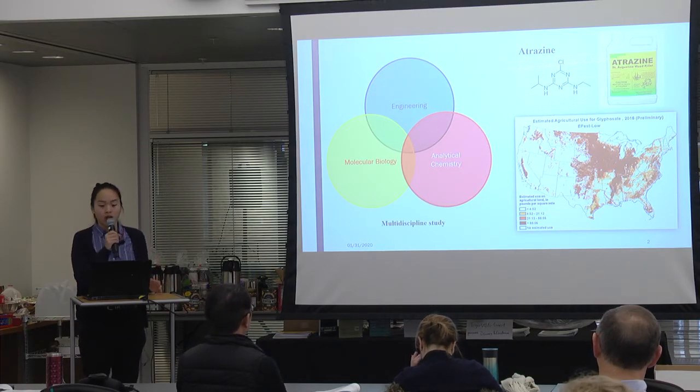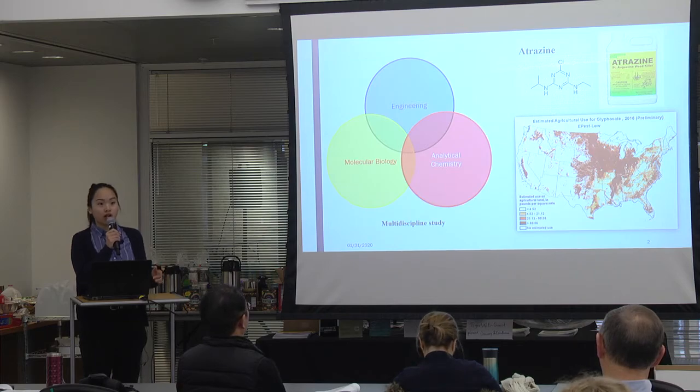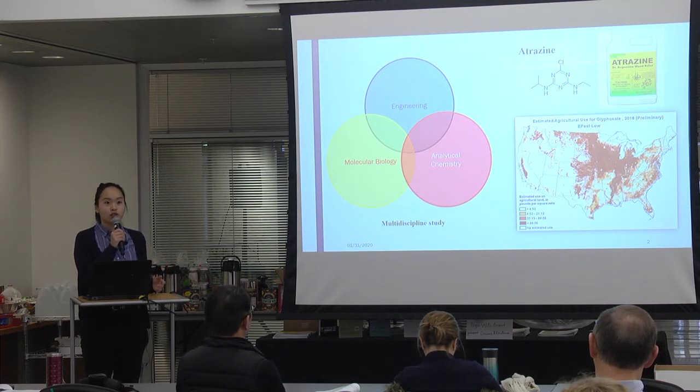Take atrazine as an example. Atrazine is a widely used herbicide in the US, especially in the Midwest here, and also around the world. But atrazine is actually toxic to humans. It could cause low sperm count in men and birth defects in women. So that's why it's urgent to deal with this issue now.